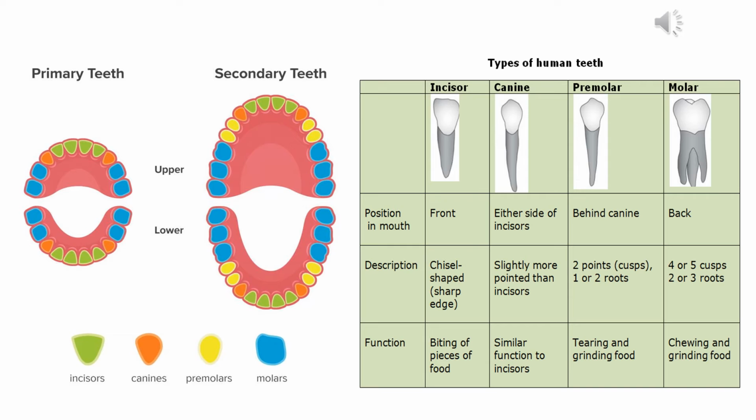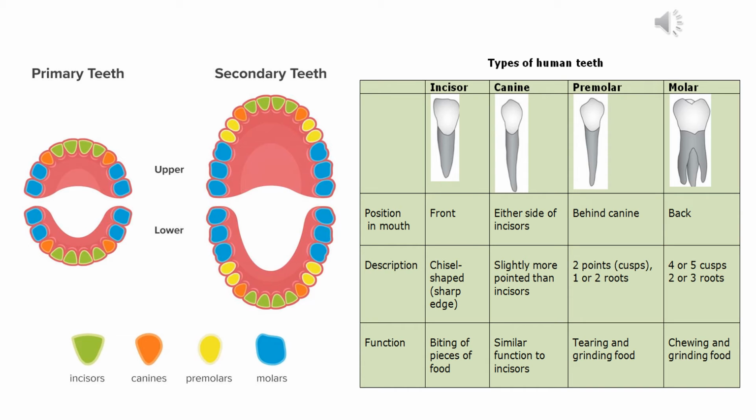And also 1 pair of molars is absent from each part of the jaw in the primary teeth as well. Now the primary teeth, or milk teeth, will fall after a particular age, and then the secondary teeth, or the permanent teeth, will appear. And in the right-hand side picture, the different shapes of the incisor, canine, premolar and molar are given, and the functions are also given.